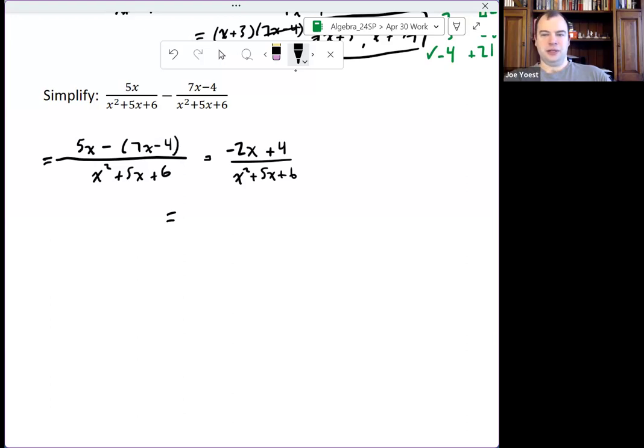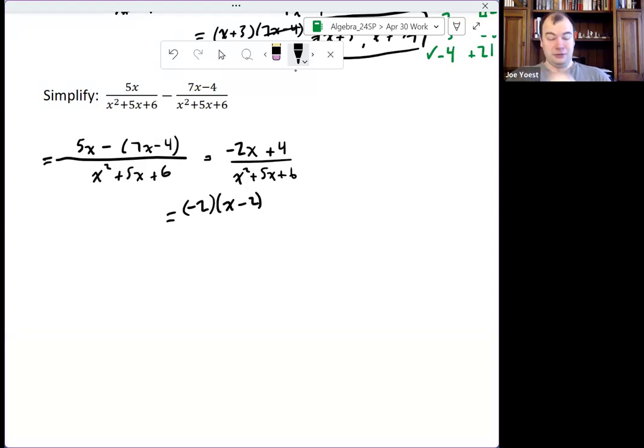I notice in the numerator, there is a factor of 2 that I can pull out. If I pull out a 2, that leaves me with negative x plus 4, or sorry, negative x plus 2. Often, I mean, that's not terrible, but often I like my factors to have a positive coefficient of x. So I'm going to choose to pull out a negative 2 here. When I do this, it just helps me see a little bit more easily what the common factors are.